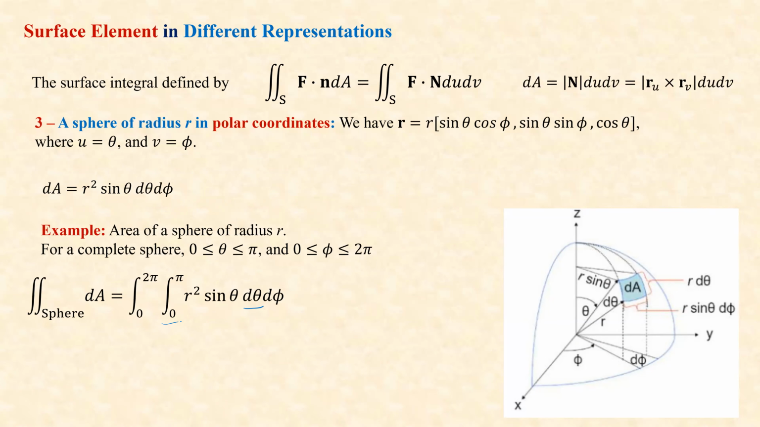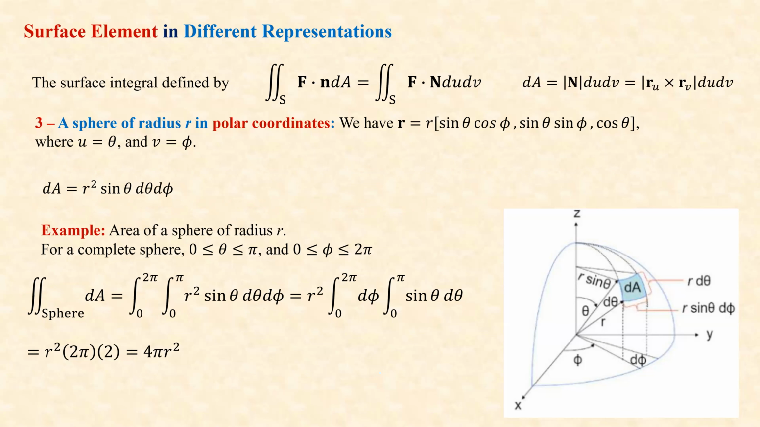Again, we can separate the integrals. R squared comes out because it's not depending on theta and phi. And integral over phi is separate, integral over theta is separate. And then integral over phi becomes 2 pi, integral over theta becomes again the 2. And that becomes 4 pi r squared. That's why we have 4 pi r squared as the area of a sphere. Okay? Make sense? Any questions?